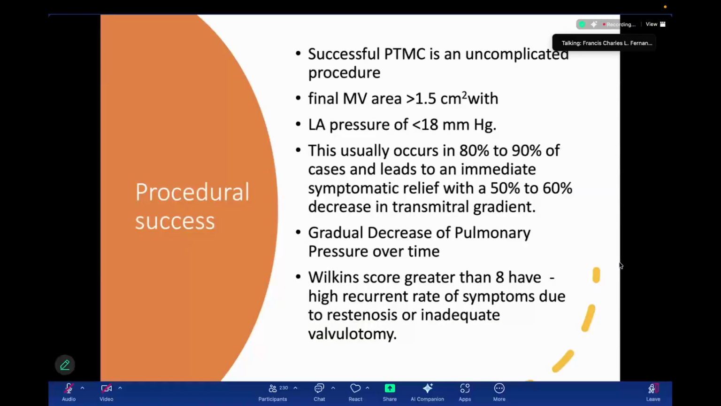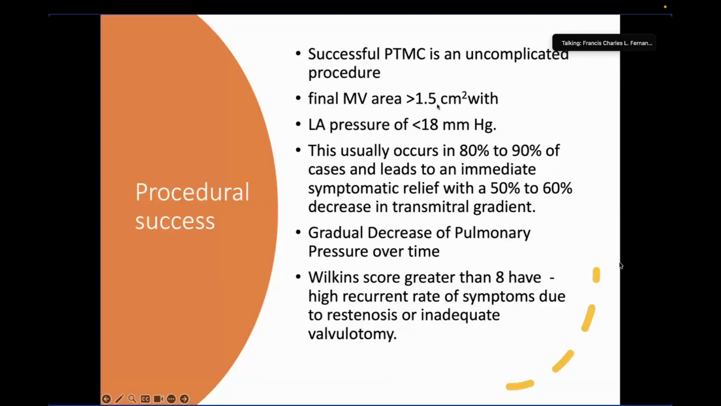Okay, so this is an example of how it will look like. See, so it captures the distal end, and then this is where the mitral valve is. So it's successful if your valve area is more than 1.5 square centimeters. There's the drop of the left atrial pressure, of less than 18 millimeters mercury. And then over the months that you have to monitor the patient, the pulmonary pressure drops.